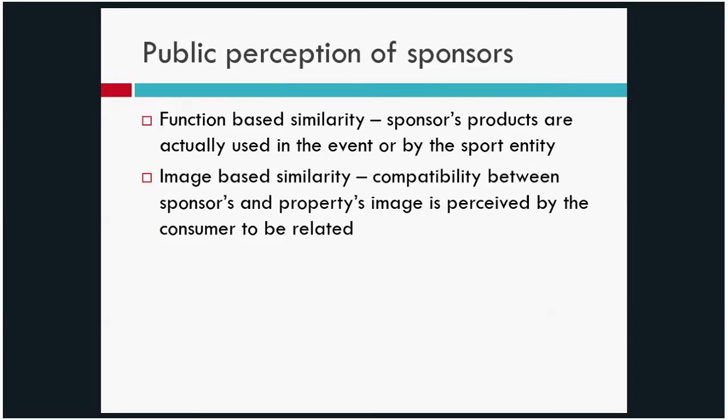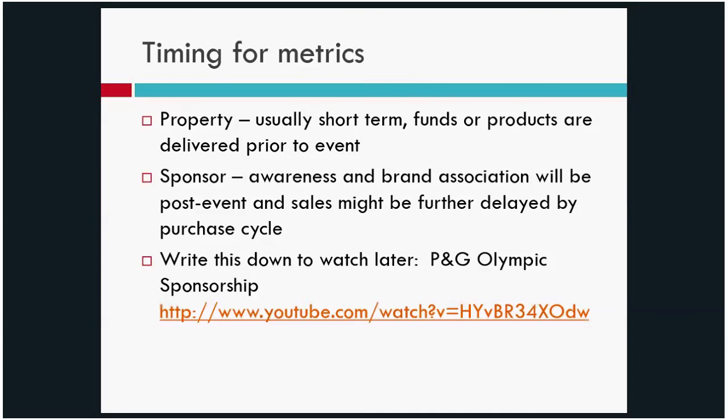When I look at the perception of sponsors, we're looking kind of at two main areas. One is a function-based similarity. If the products are actually used in the event, you see Wilson footballs and Spalding baseballs and Nike shoes that are used in the event. You have a function-based similarity. There's a high value, high credibility. Use the product in the event. An image-based similarity is a compatibility between the images, Rolex and Wimbledon. You don't use Rolex timepieces in any aspect of tennis, but both of those images, Wimbledon with the premier tennis and Rolex with their high quality, you have an image-based similarity connection with that.